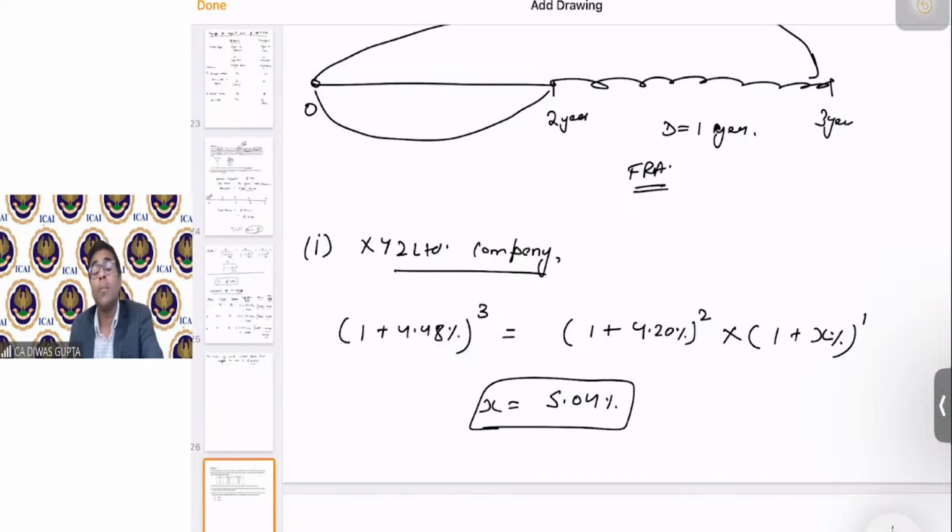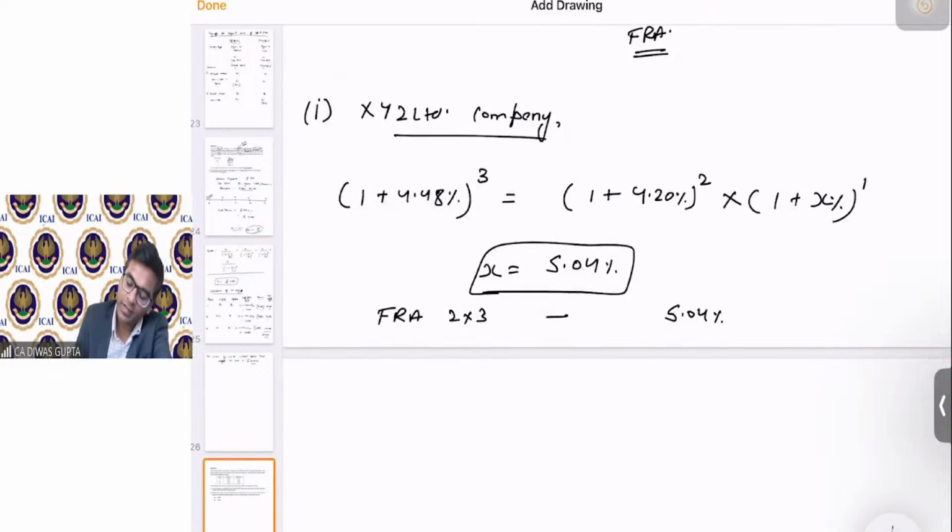So what do you think? How much will the bank quote? Bank will quote a FRA at 5.04 percentage for 2 by 3. Correct? So FRA 2 by 3, the bank will quote as 5.04 percentage. This is for XYZ company. Similarly, can we do it for ABC Limited? For ABC Limited, the interest rates are a bit higher because the question has itself mentioned they have a poor credit rating.